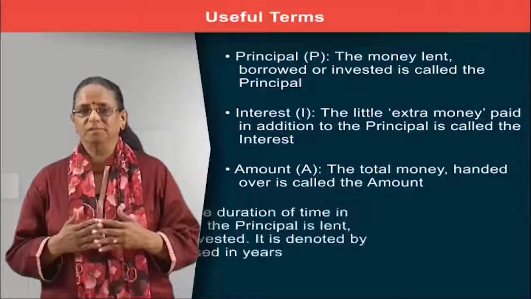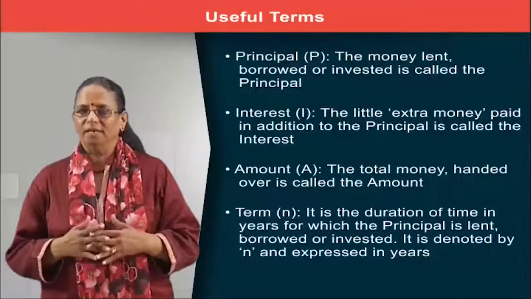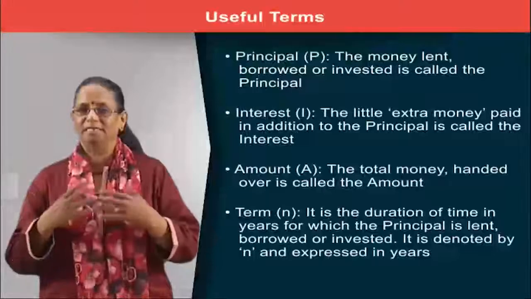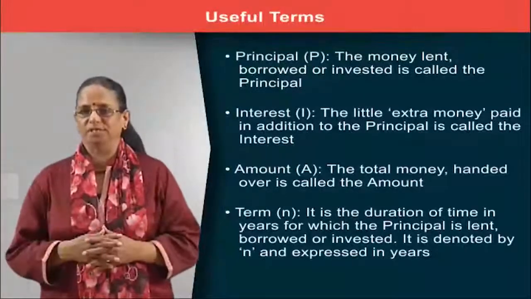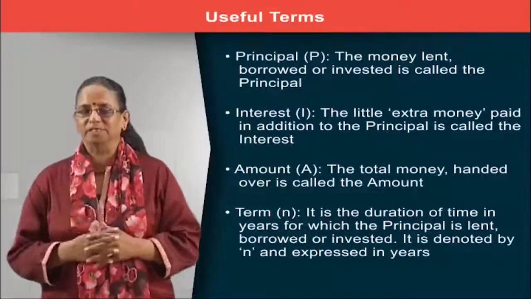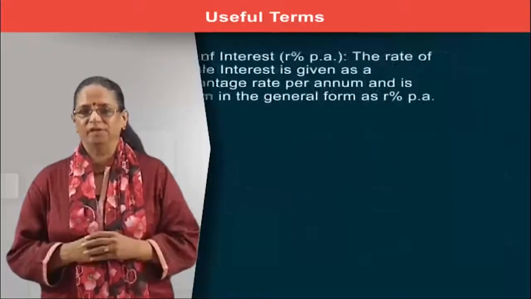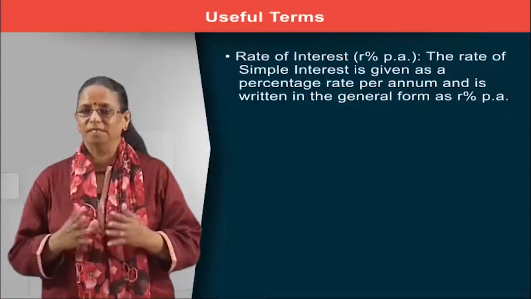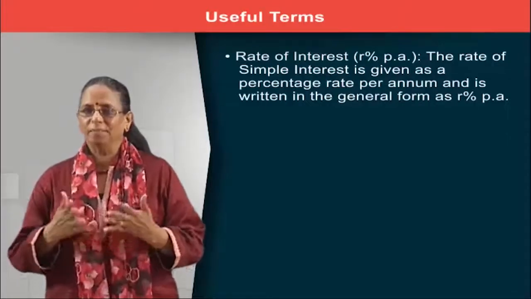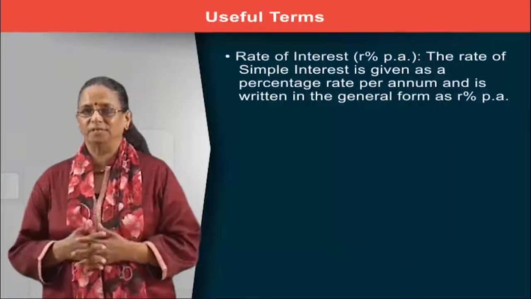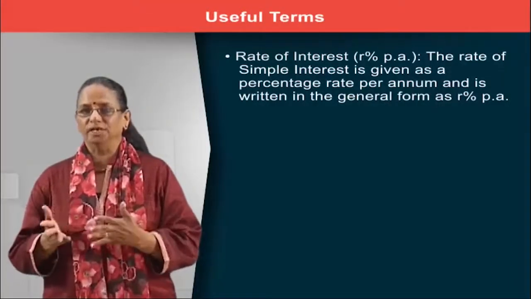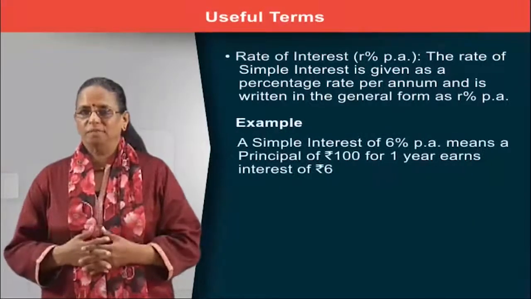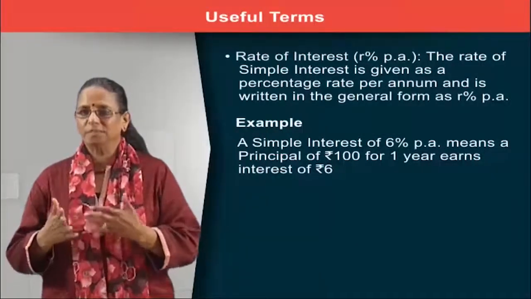The next is term, denoted by N. It represents the duration of time in years for which the principal is lent, borrowed or invested, and it is always expressed in years. The next is rate of interest, represented as R%, and it is always per annum, that is, per year. The rate of simple interest is always given as a percentage, and it is written in general form as R% per annum.